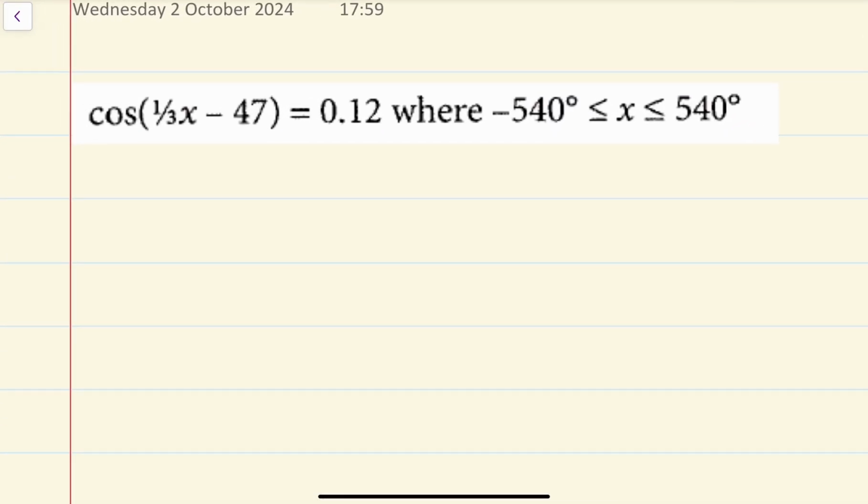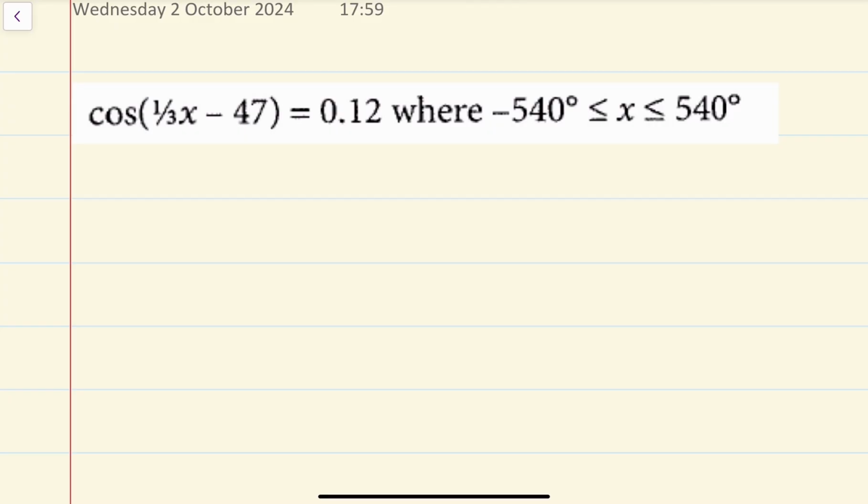This is a question where we have to adjust the range when we're solving a trig equation. So here we have cos of 1/3 x minus 47 is equal to 0.12, and the range is minus 540 is less than or equal to x is less than or equal to 540.